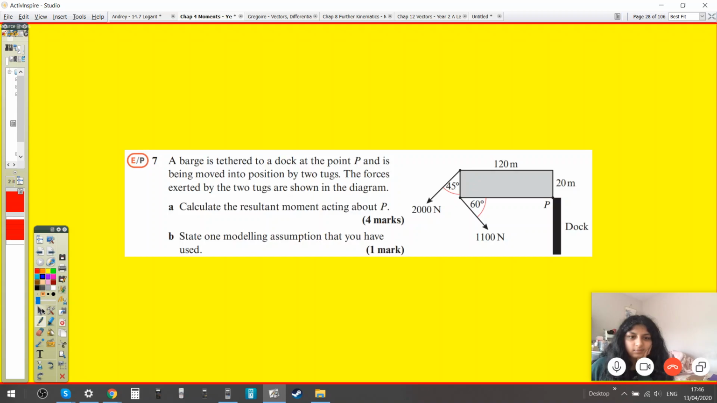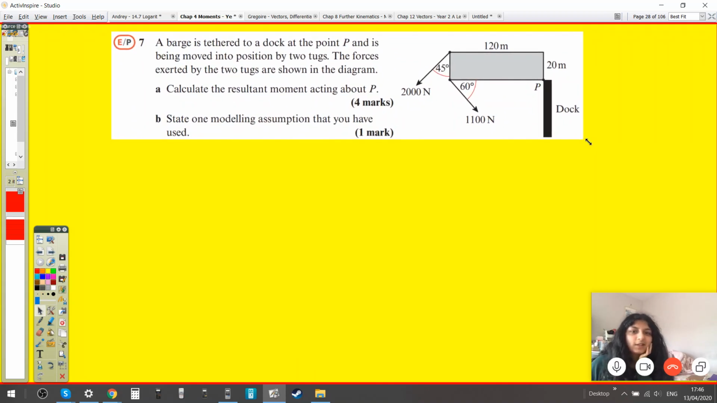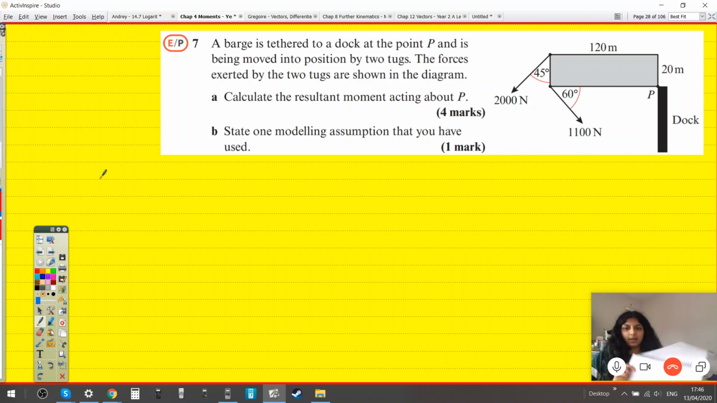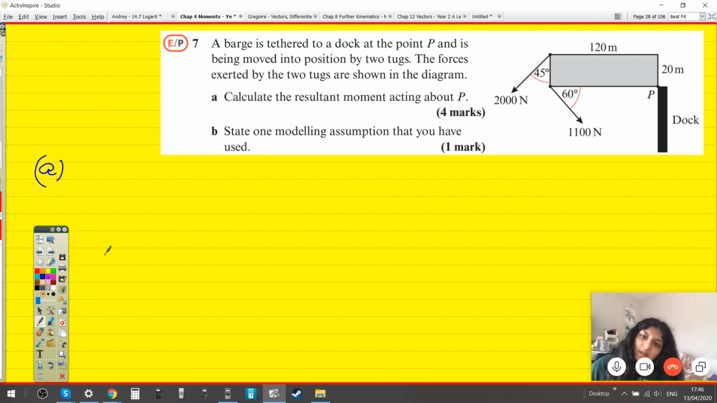Grandest. And this one is similar to the one we did before. Is it worth doing? Yeah. Okay, so the first one would just be 120, I think. Perpendicular distance would just be 120 times 1100. And it's anti-clockwise.